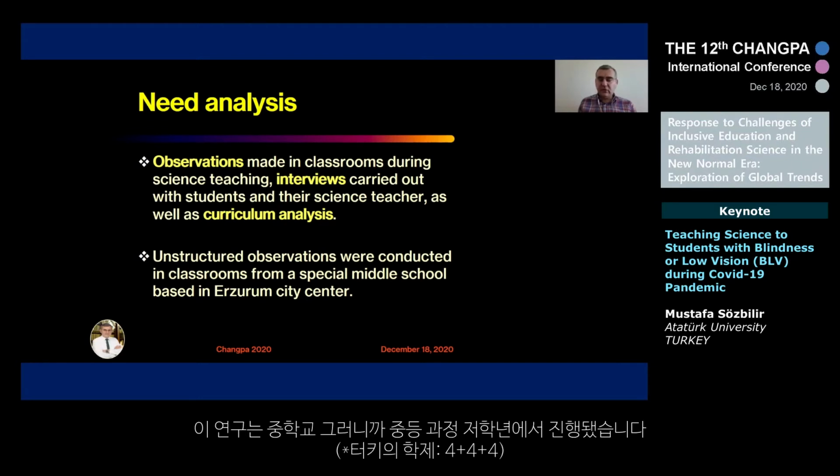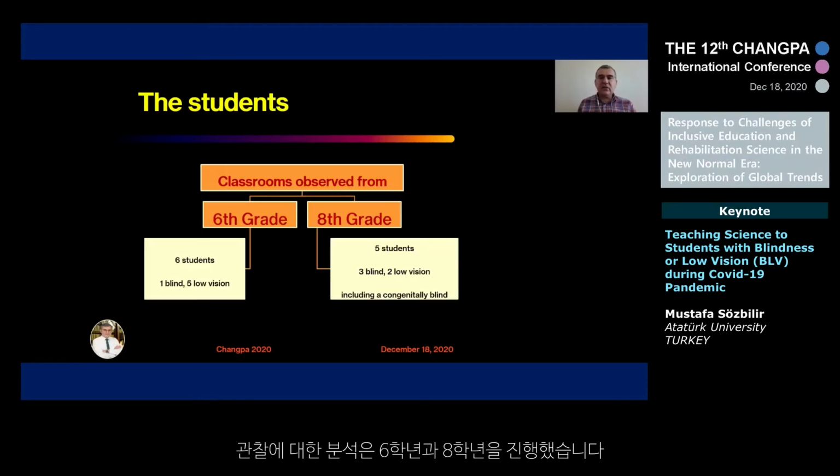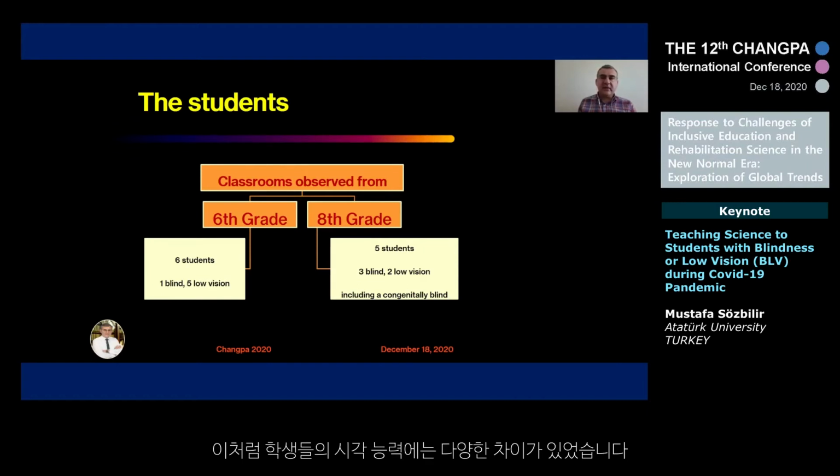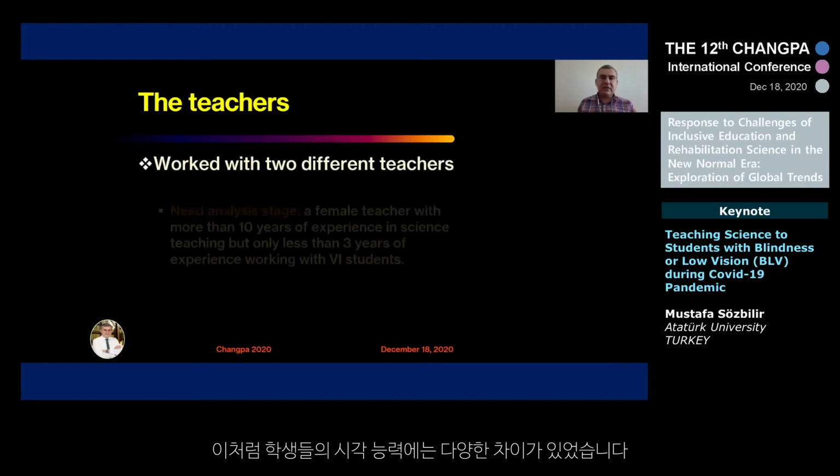This was a middle school, which can be counted as a lower secondary school. The observation actually took place in the 6th grade and the 8th grade. In the 6th grade, there were 6 students, 1 blind and 5 low vision students. In the 8th grade, there were 5 students, 3 blind and 2 low vision students, and one of the students was also congenitally blind. So there was quite a variety of differences in terms of the students' visual capacities.